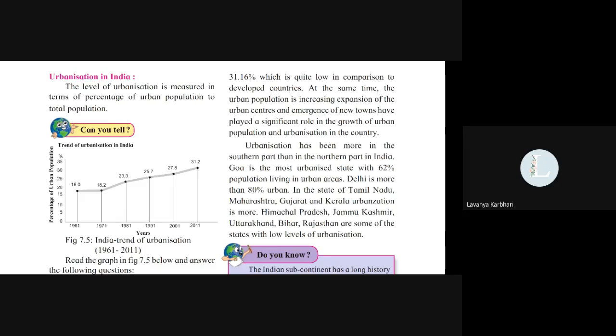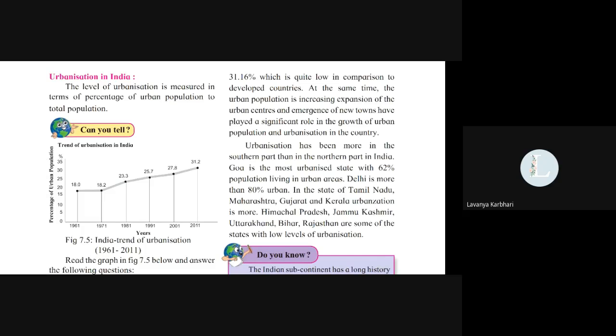Urbanization has been more in the southern part than in the northern part in India. Already we know that South India is more developed, somewhat; the human development index in the south is greater than the north. So that's why urbanization has been more in the southern part than in the northern part.